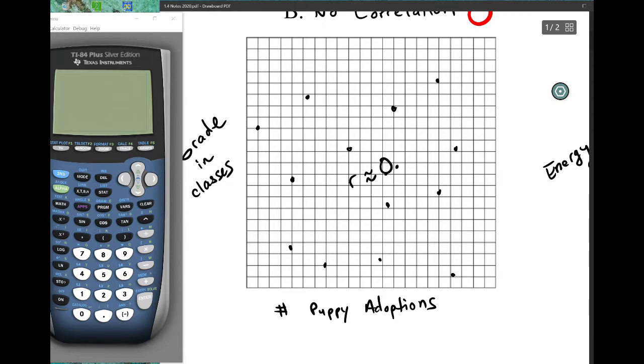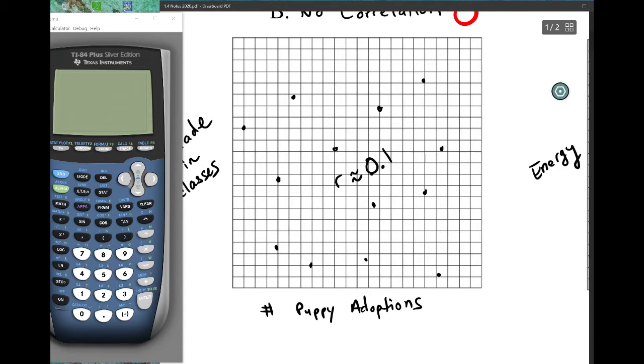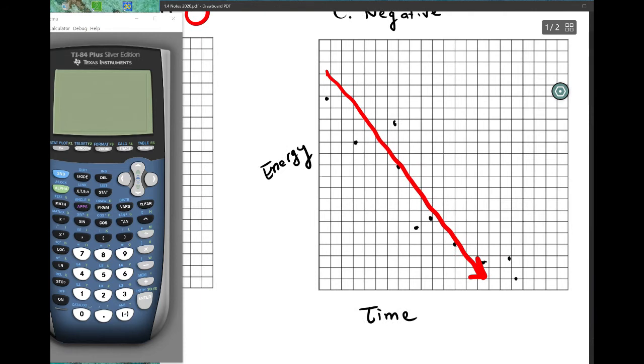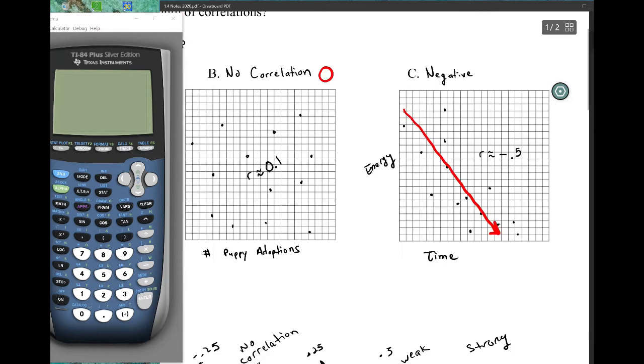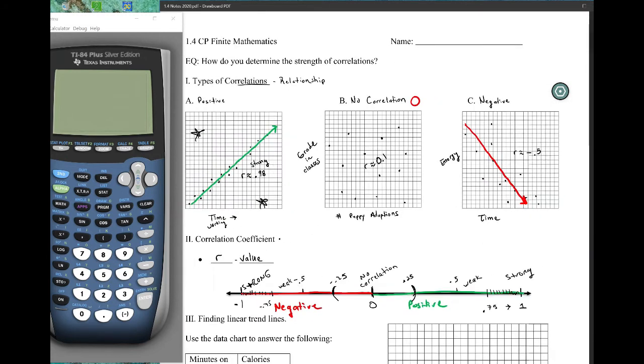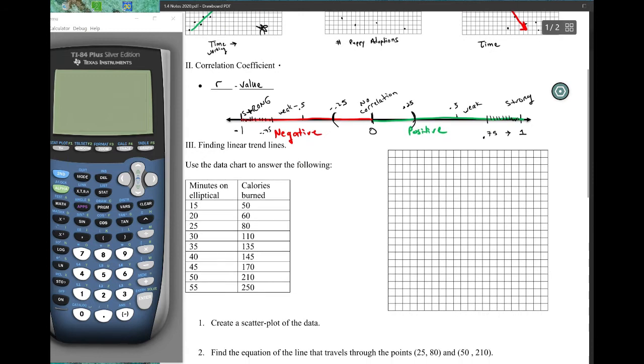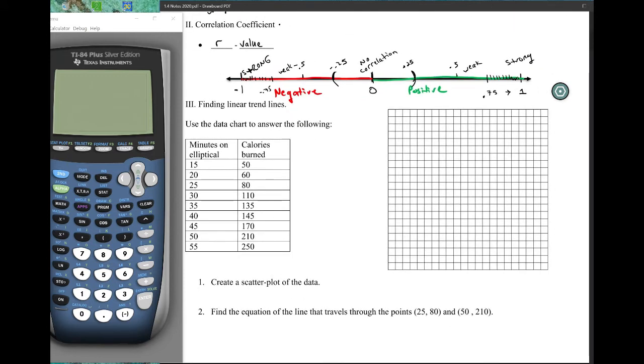And for this one, if we just add a few more points, the general trend is that they're decreasing, but this one would probably have a weaker correlation, maybe around 0.5 or something like that. So that's what we're talking about as far as strength of correlations. The next part is finding that R value and finding the linear regression, or the linear trend line.